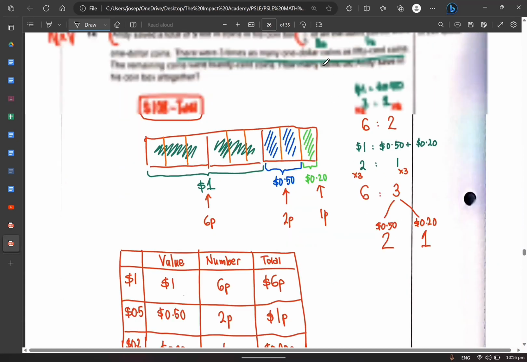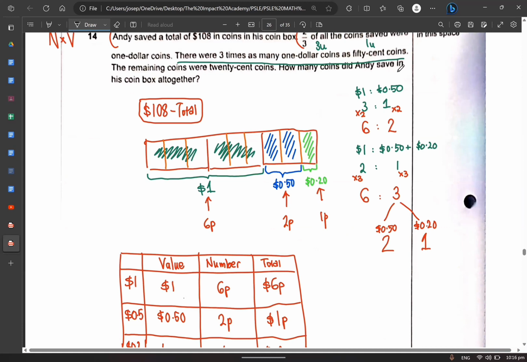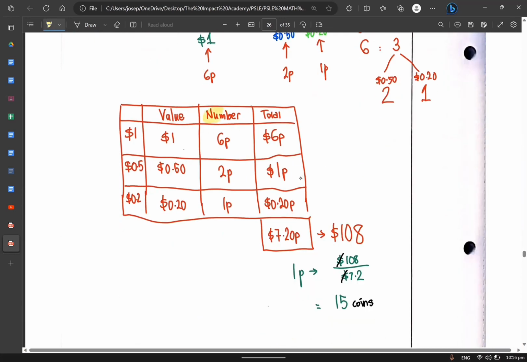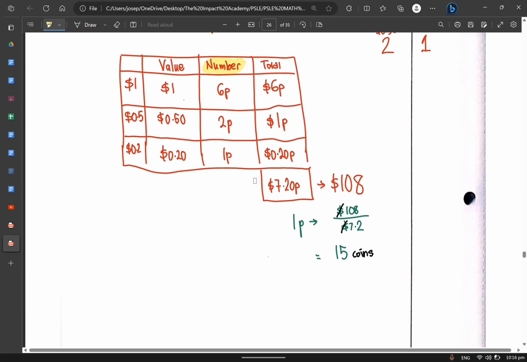So once this is done, of course, you can read the question. It says, how many coins did Andy save in his coin box altogether? When I see the words how many, I need to fix my eyes on the number, because when I say how many, I'm referring to the number of coins. So as you can see over here, 6, 7, 8, 9. So in total, I have 9 parts. So all I need to do is to find 9 parts. And in order for me to do that, I just have to do 15 times 9. When I do that, I'll get a beautiful answer of 135 coins.